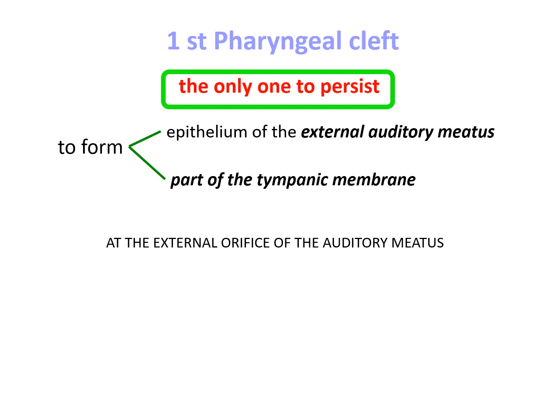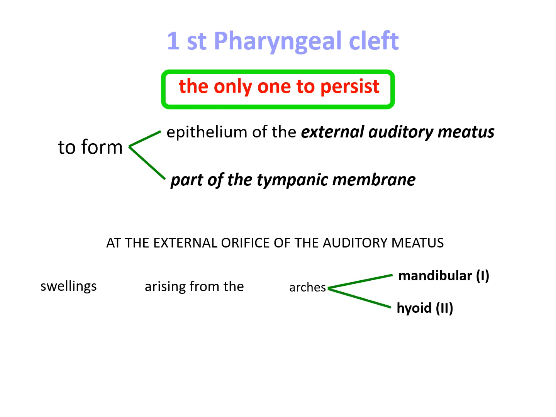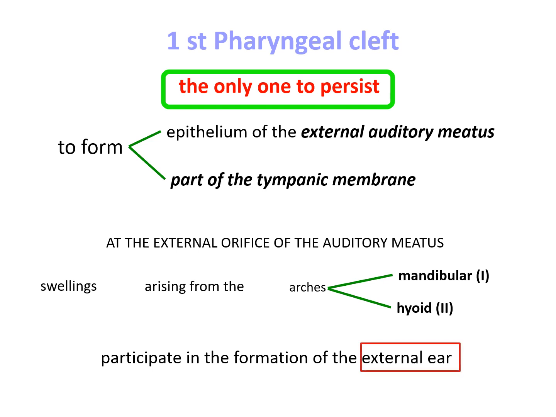Now, at the external orifice of the external auditory meatus, there are swellings arising from the mandibular first arch and the hyoid second arch. They participate in the formation of the external ear, and that is why we have multiple nerve supply of the external ear.